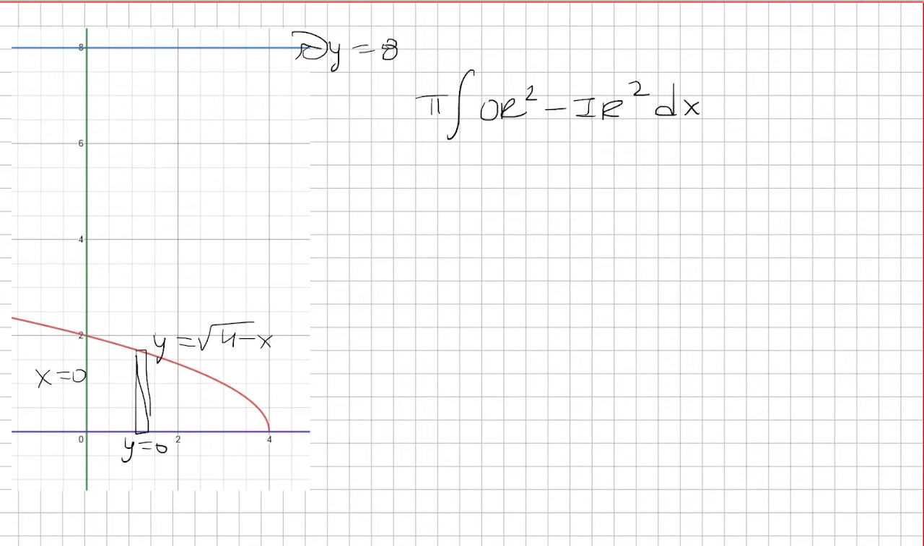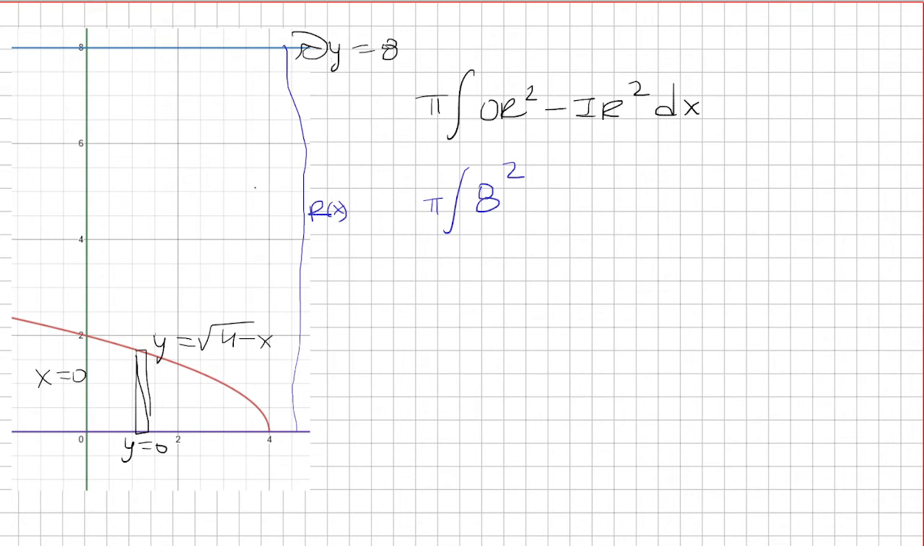So the outside radius goes from the bottom region here, all the way to the bottom, which is the line y equals 0, all the way up to the top here. This length right here is 8. So that's going to be 8 squared. We'll call that capital R of x.